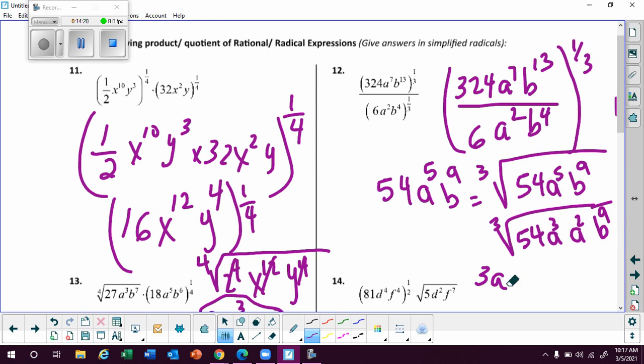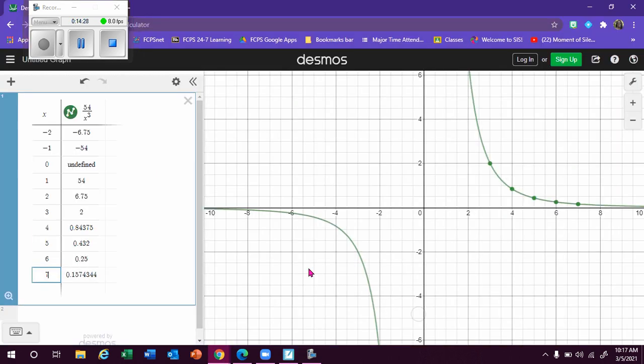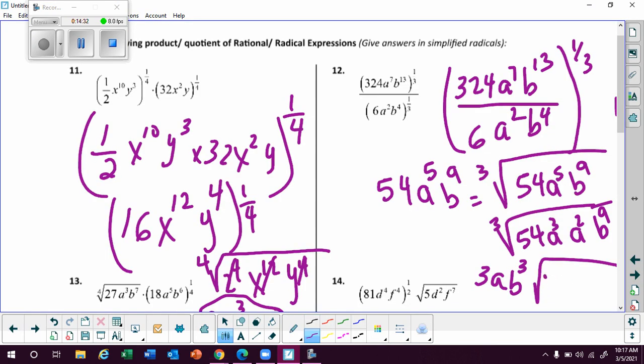b to the 9th, 9 divided by 3 is 3, so b cubed comes out. So what is left? Because in Desmos we knew it's going to be 3 and 2. The 2 stays inside, a squared stays inside, and b to the 9th, all of it came out. So this would be your answer.